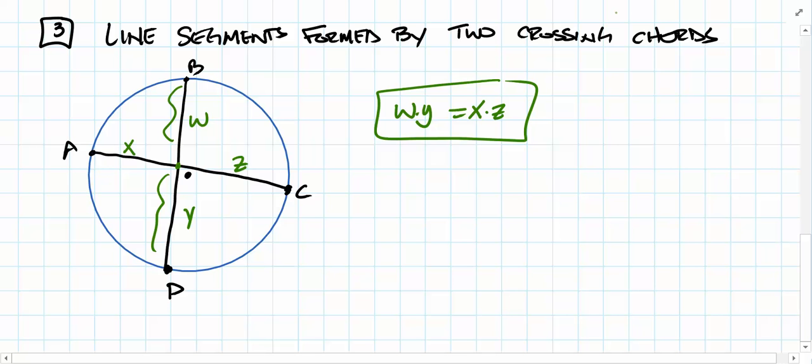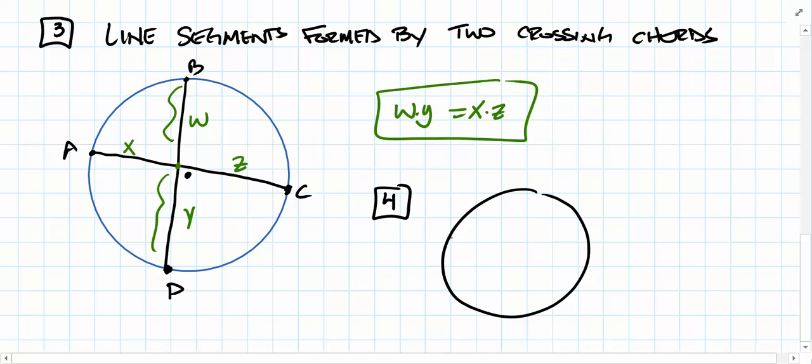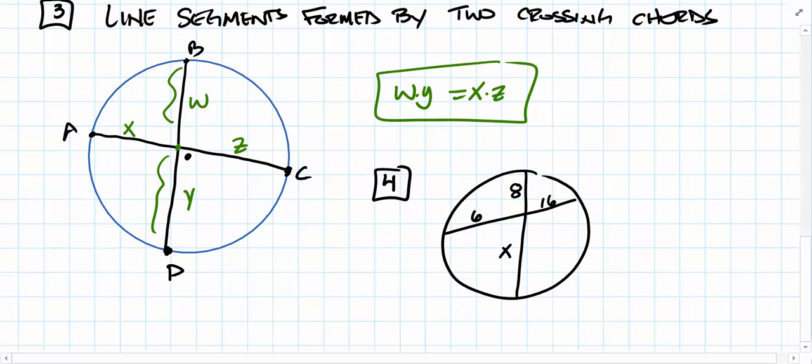So let's give you an example of this. I'll stay on the same box, in the same picture. So check it out. I've got a circle. I've got 2 chords here. If this is 8, and this is X, and this is 6, and this is 16. So this is box 4. It's an example. So I have this blue chord here, and I have a yellow chord here.